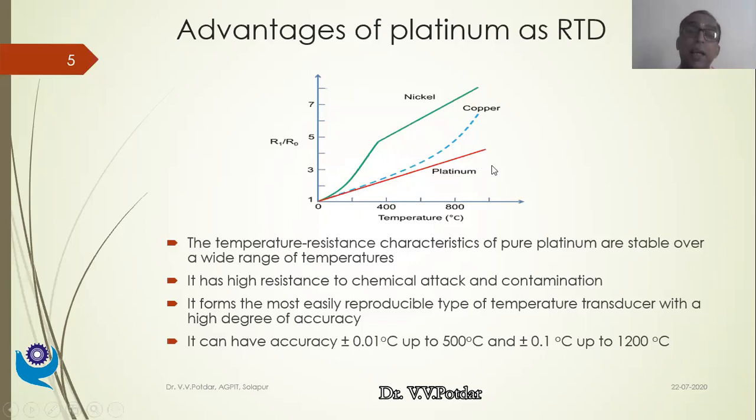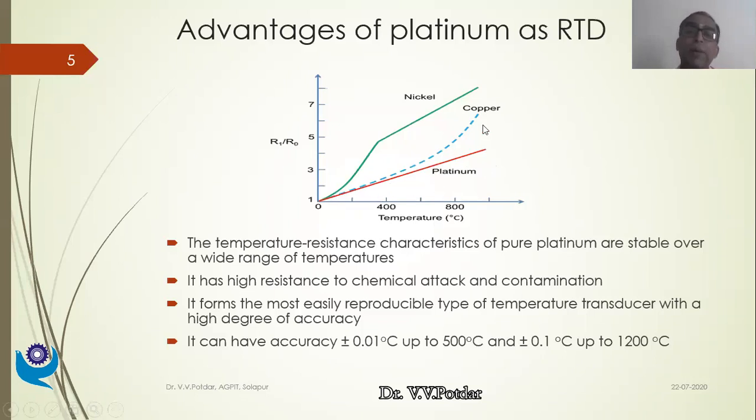So there is linearity in the relationship between resistance change and temperature change. And this linearity remains throughout the range. And that's why platinum is a preferred material for a resistance temperature detector.